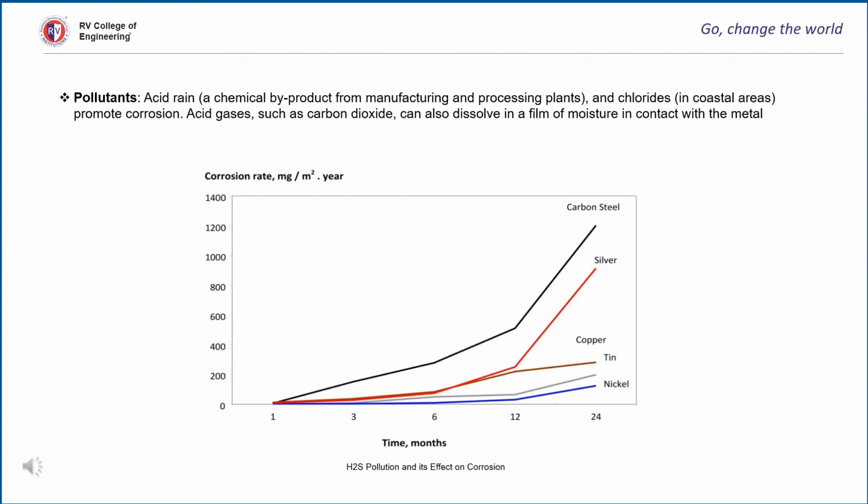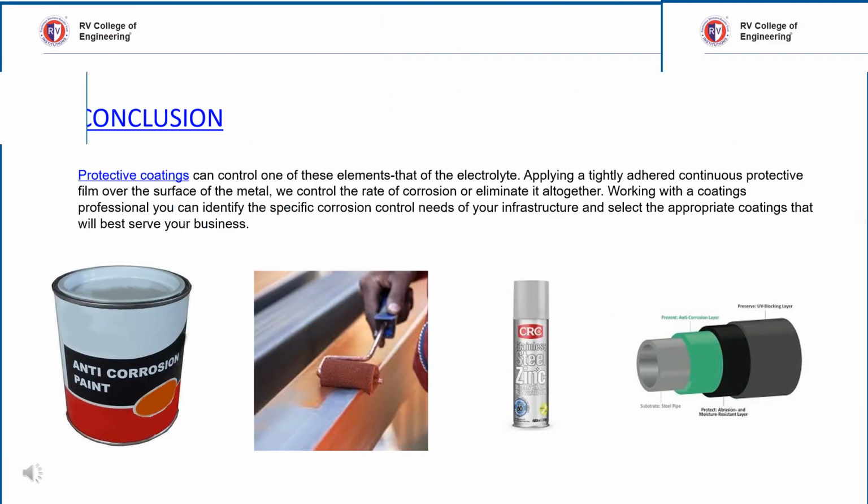Conclusion. Protective coating can control one of these elements, that of the electrolyte. By applying a tightly adhered continuous protective film over the surface of metal, we can control the rate of corrosion or eliminate it altogether. Working with a coating professional, you can identify the specific corrosion control needs of your infrastructure and select the appropriate coating that will best serve your business.